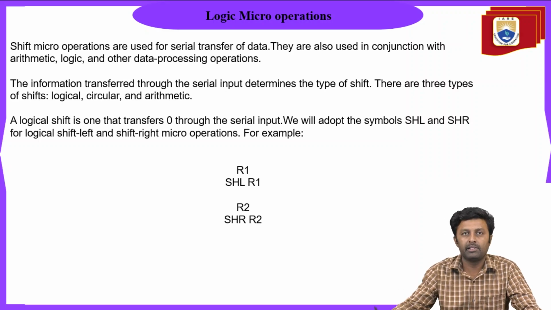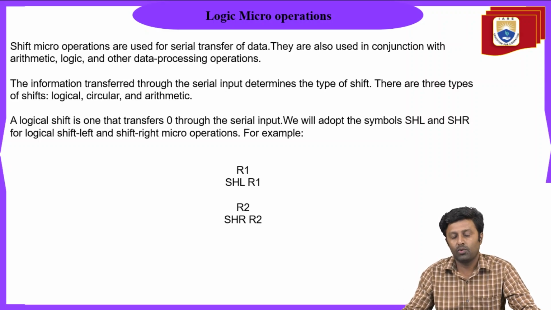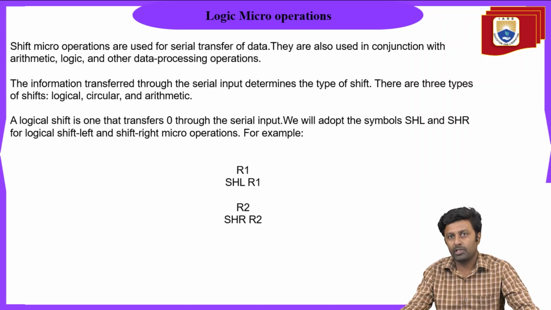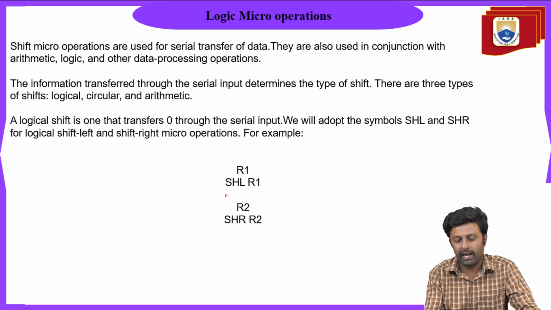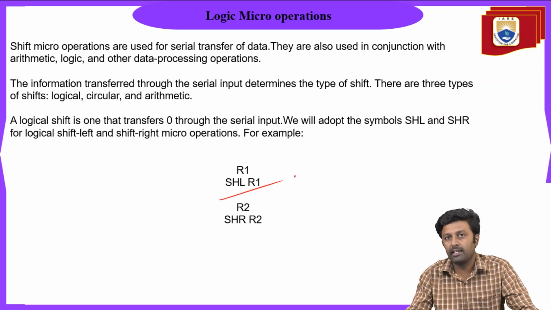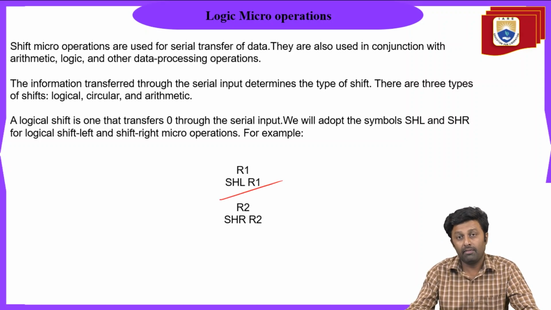That is, the shift micro operations are used for serial transfer of data. They are also used in conjunction with the arithmetic, logic, and other data processing operations. There are different kinds of shift operations, that is, shift left and shift right.